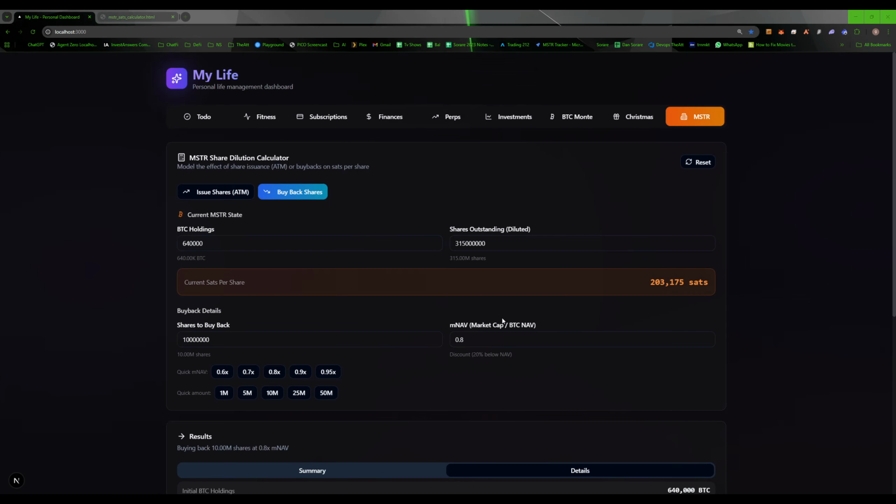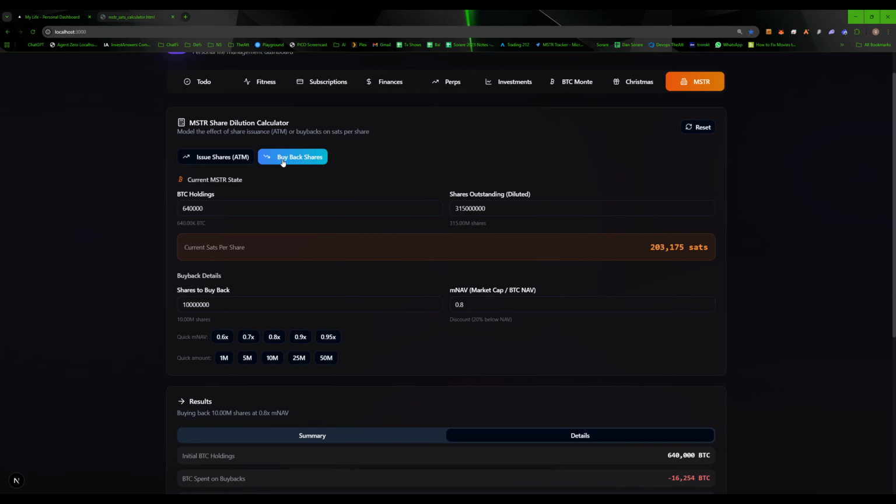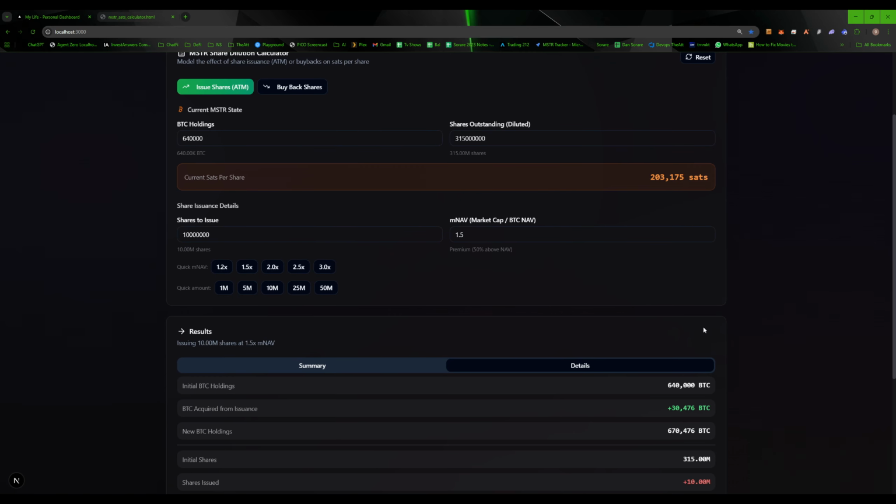Claude CLI is insane. I just gave it the prompt and it one-shotted this. So here's how it works. If we've got 640,000 Bitcoin, 315 million shares outstanding, you want to issue a million shares. The MNAV currently is 1.5 when you're issuing them. So at the moment you're getting 203,000 sats per share.